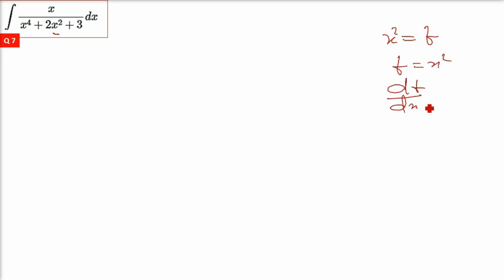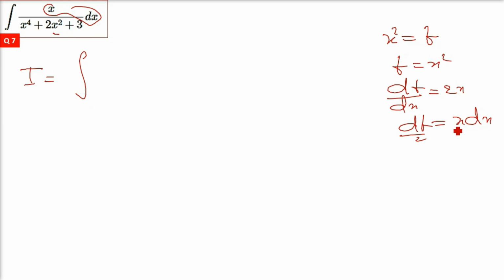When we take t equals x square, dt by dx will be equal to 2x, so dt by 2 will be equal to x dx. So the numerator x dx will be dt by 2. So the integration will become dt by 2, where x dx is dt by 2. Let's take dt here, and the 2 will take place here. x raised 4 is x square whole square, that is t square plus 2t plus 3.